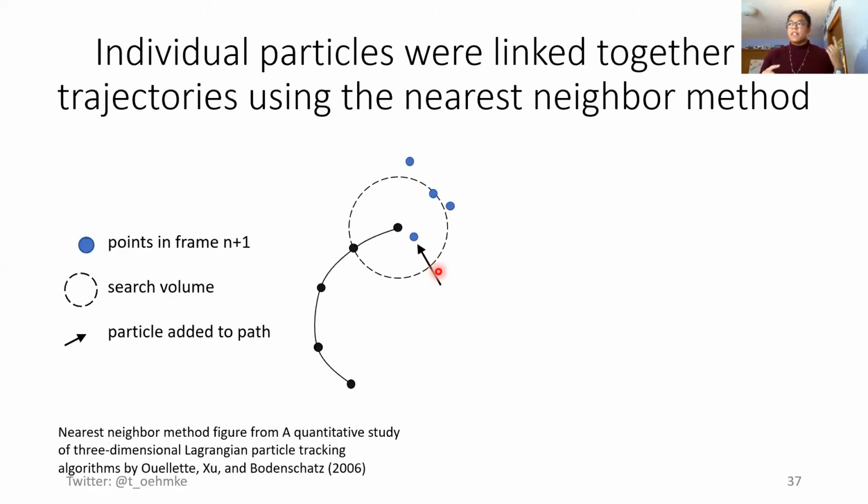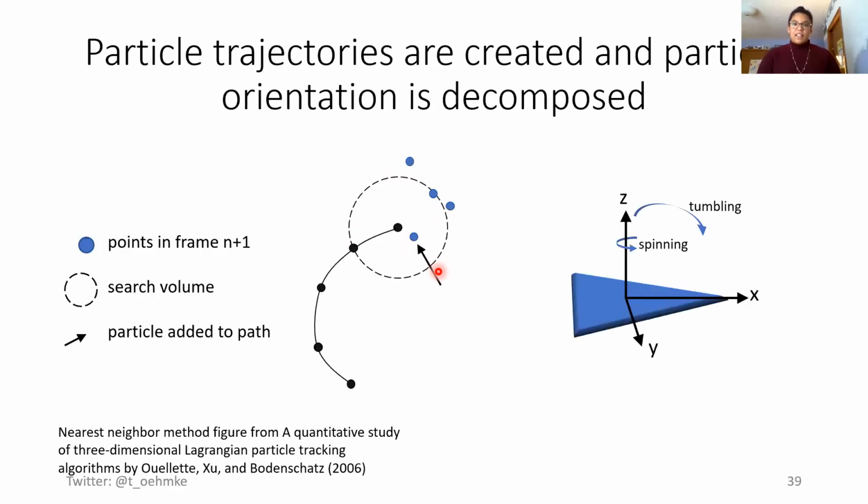Okay, so we've done our setup. We have identified our particles. We've created them in 3D. We've linked them to the trajectory, but we still haven't figured out our rotation. And so what we do for that is we look at the evolution of the tumbling and spinning vectors. Okay, so what does that mean? What is tumbling? What is spinning?